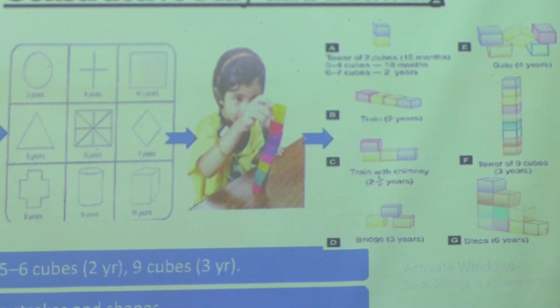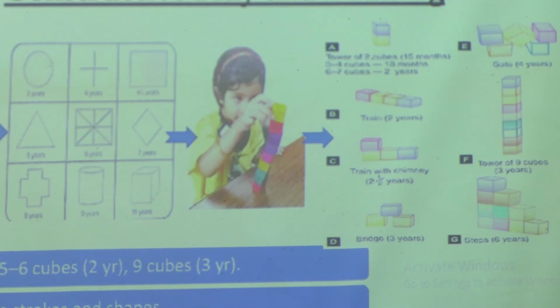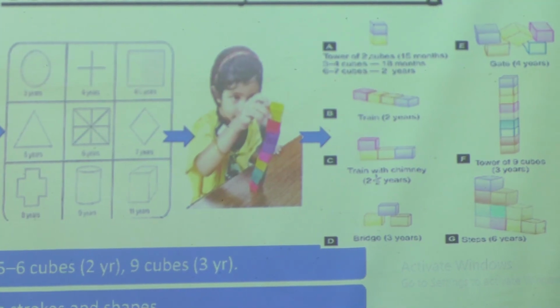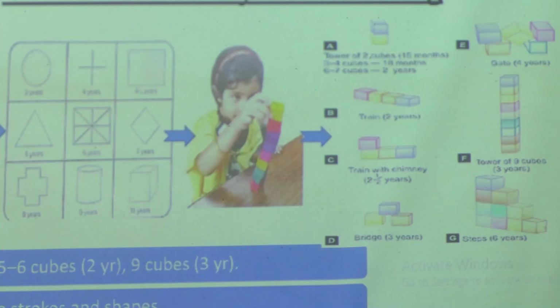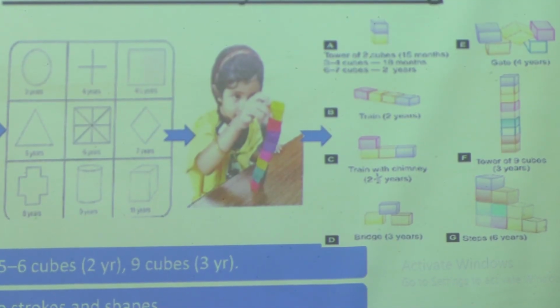So accordingly, as per age, you ask him to make a tower or steps or bridge or gate, anything as per his age. You have to ask. Understand my point? So you have to know this one also. This chart also you should remember. This one also you should remember.